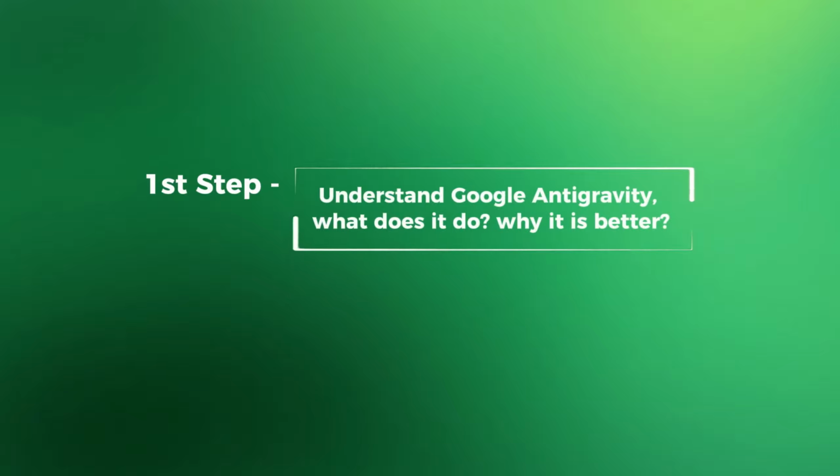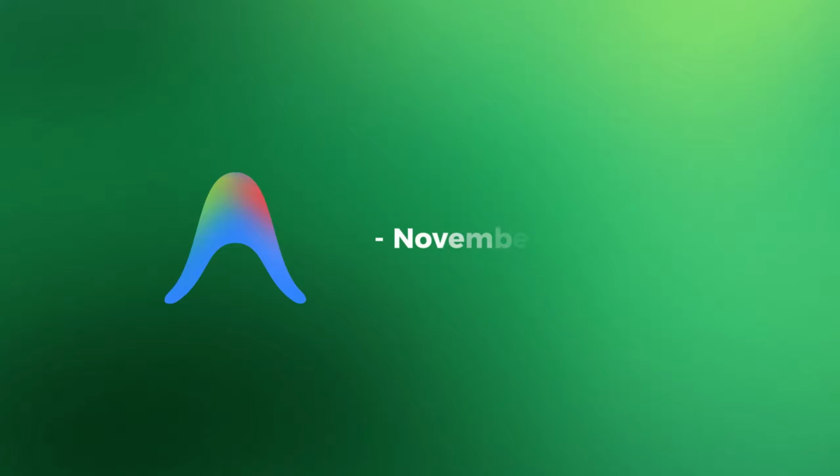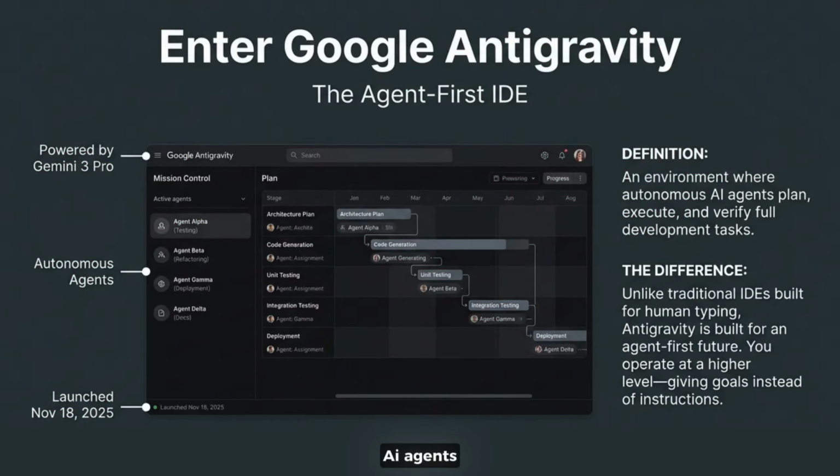In the very first step, we will understand Antigravity and why it is better. Google Antigravity was launched on November 18th, 2025. Antigravity was announced by Google DeepMind with the release of the Gemini 3 Pro model. It allows autonomous AI agents to plan, write, test, and debug code.